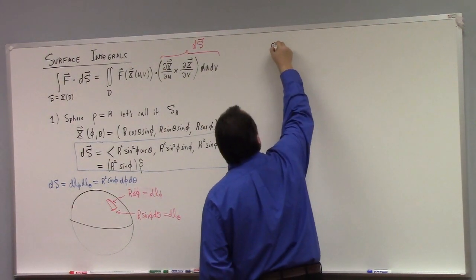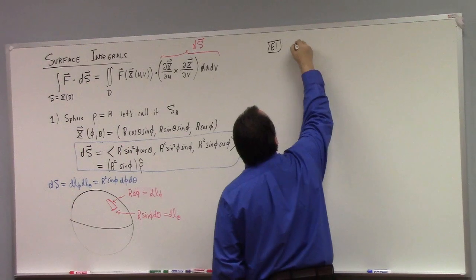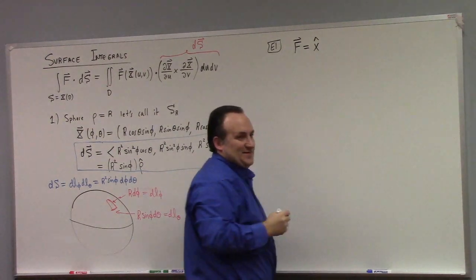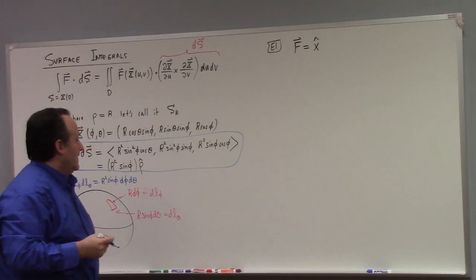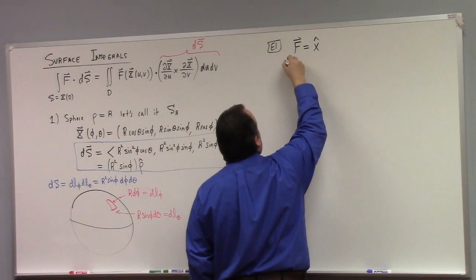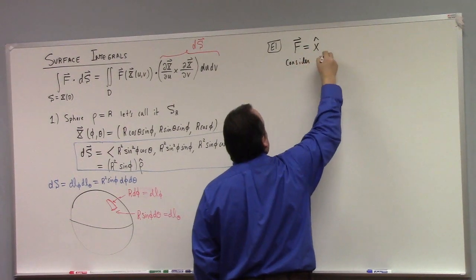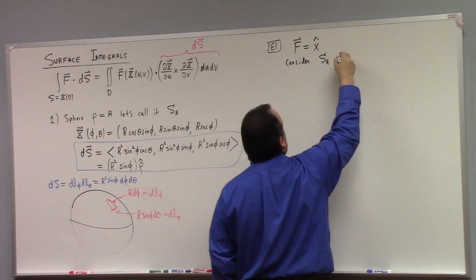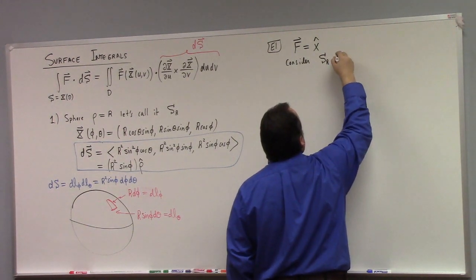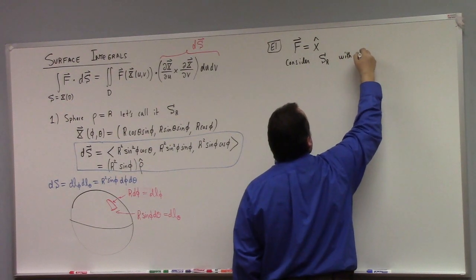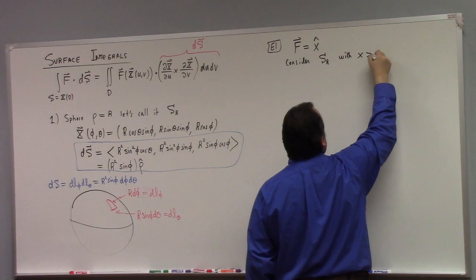So example 1, we'll look at a really simple vector field. F equals x hat. That's a very simple vector field, and let's consider S R, but not the whole thing. I want to say S R just where, with the condition that x is greater than 0.